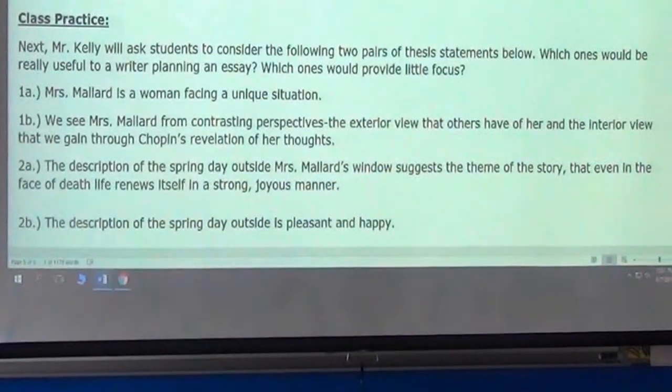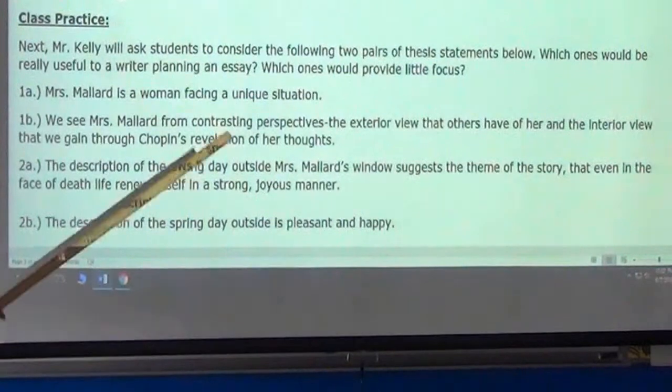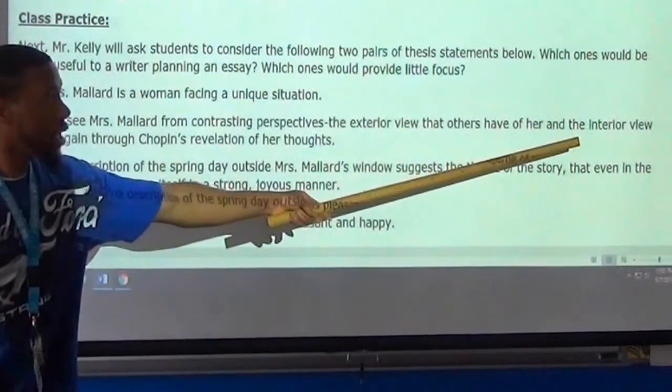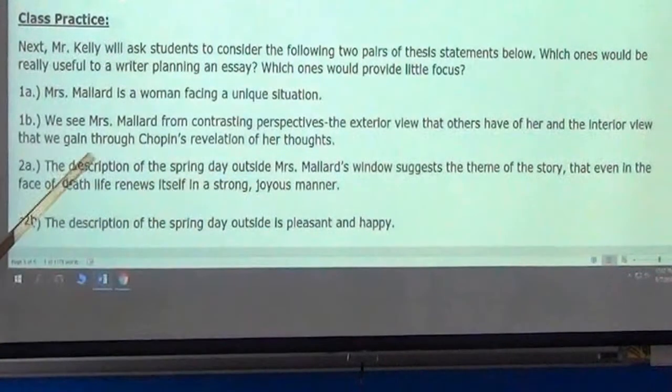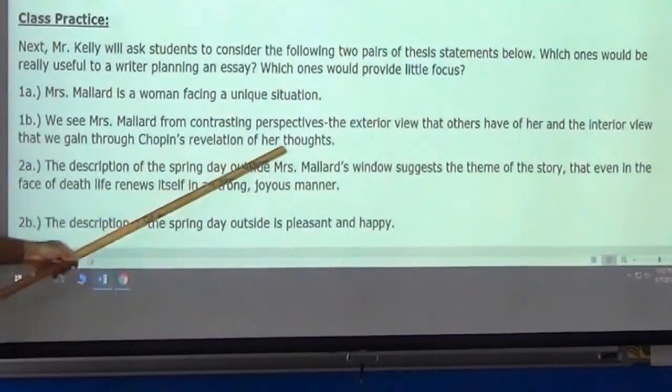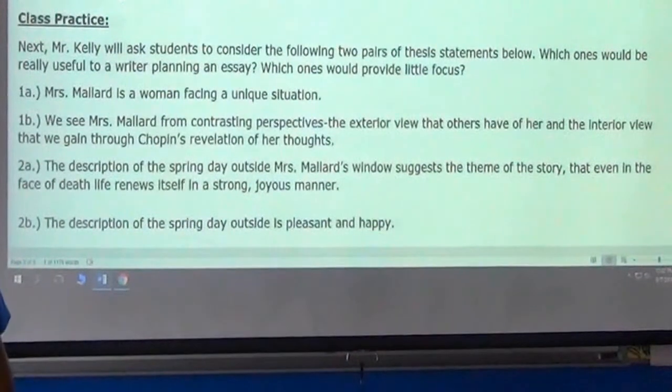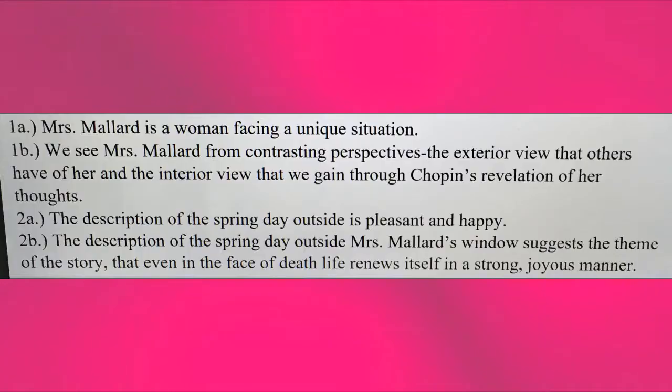So in the story, we see what people see of her physically. Okay, she's a raggedy old woman who wears beat up clothes, possibly. And then the other view that we see of her is the interior view that we gain through the author Chopin's revelation of her thoughts. So the author lets us in her mind. We see what people see of her physically and then what she thinks of herself internally. So the contrasting perspectives would be the exterior view that others have of her and the interior view that we gain through the author's revelation of her thoughts.